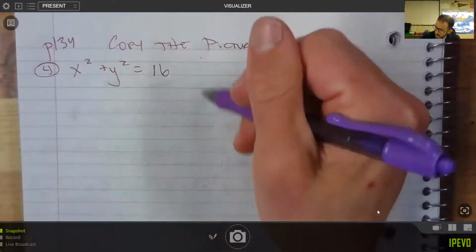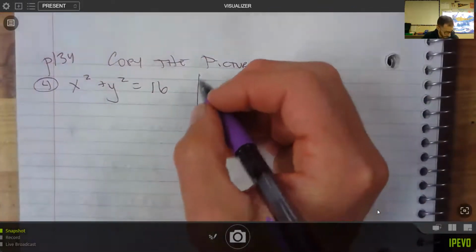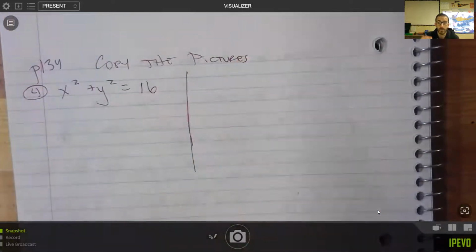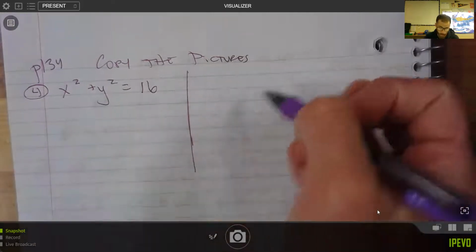So you're going to write your 2 equations side by side. This is number 4 at the bottom of page 134. Obviously, you paused the video. So if you didn't pause the video yet to copy those pictures down, now's the time, so that when you come back, we pick up where you left off.